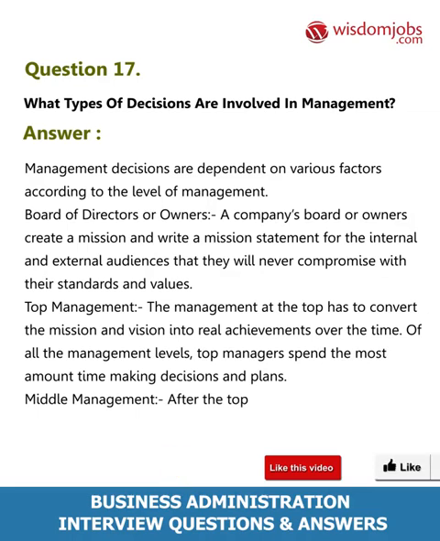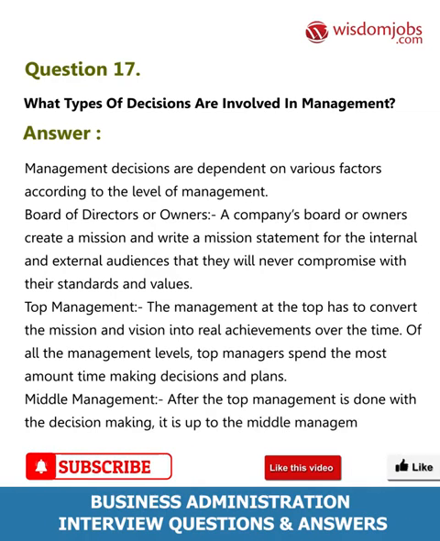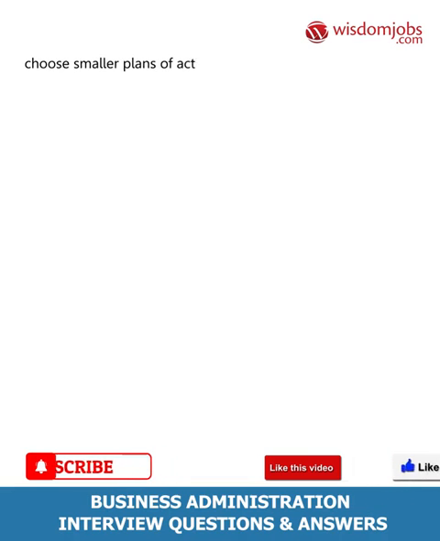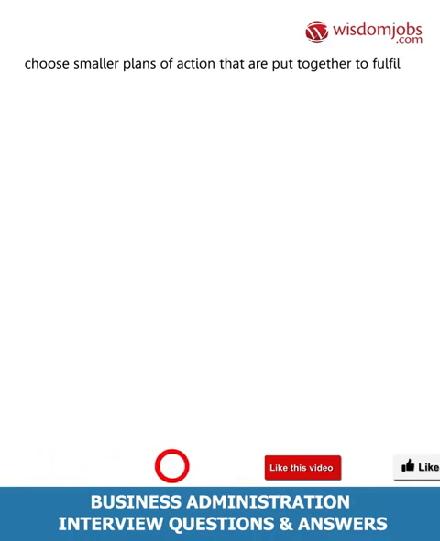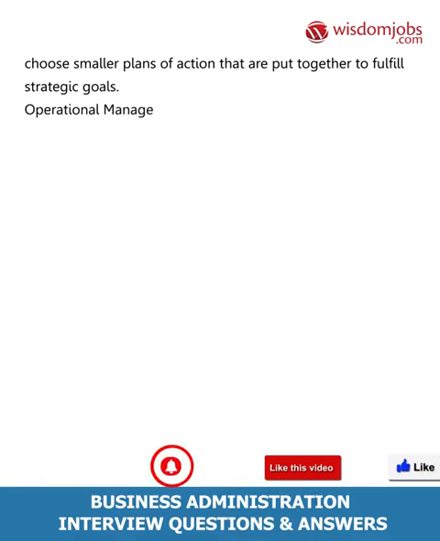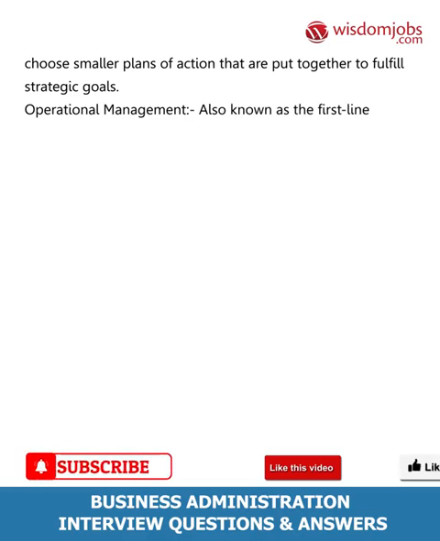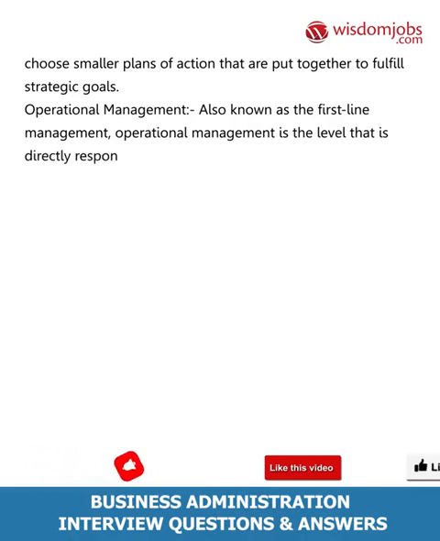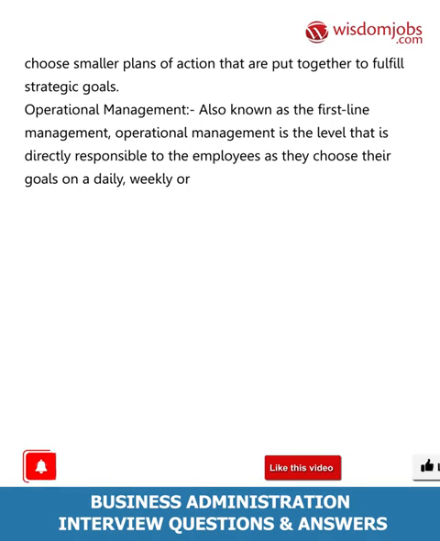Middle management. After the top management is done with the decision making, it is up to the middle management to choose smaller plans of action that are put together to fulfill strategic goals. Operational management, also known as the first line management. Operational management is the level that is directly responsible to the employees as they choose their goals on a daily, weekly or monthly basis.